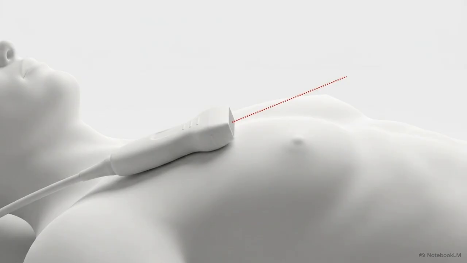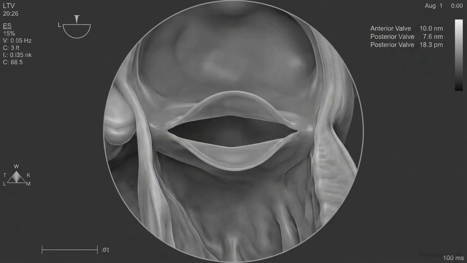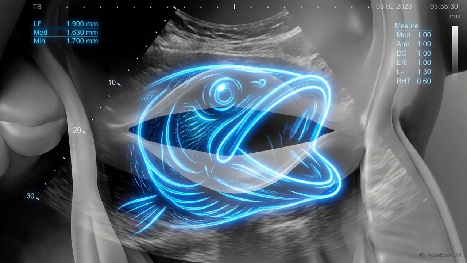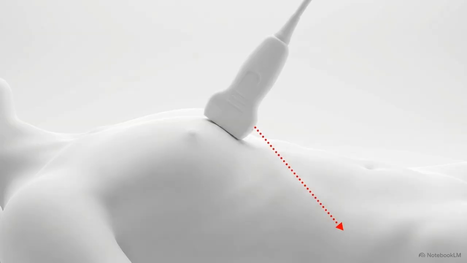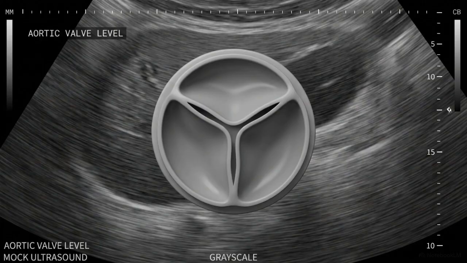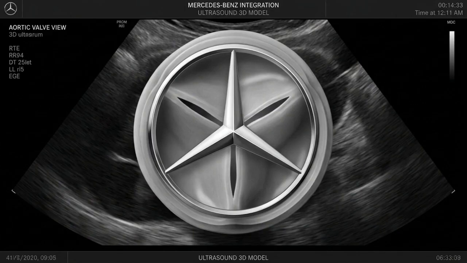To view the next level, simply tilt the face of the probe up toward the base of the heart. This brings the anterior and posterior leaflets of the mitral valve into view. Because of the distinct opening and closing motion, sonographers call this the fishmouth view. Slide your angle one more time by tilting the tail of your probe downward, aiming inferiorly. Now you are at the aortic valve level. The 3 distinct leaflets of the aortic valve form a Y shape, widely recognized as the Mercedes-Benz sign.